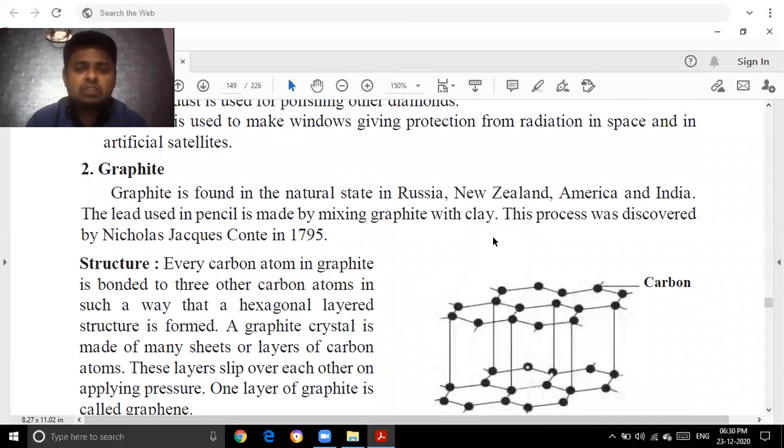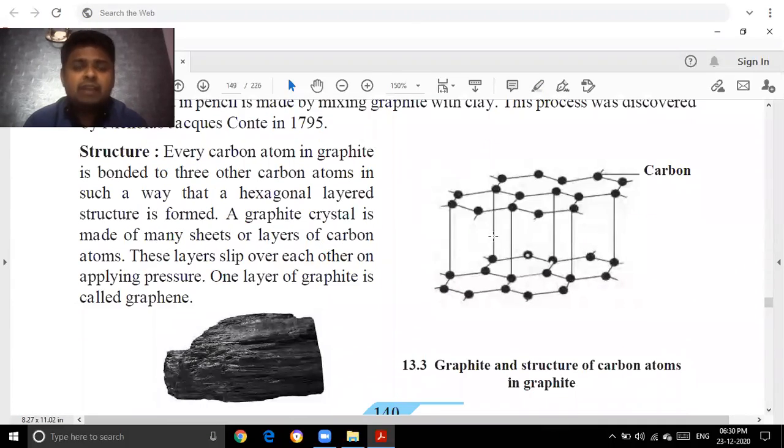You can see the structure. Every carbon atom in graphite is bonded to 3 other carbon atoms in such a way that a hexagonal layer is formed. A graphite crystal is made up of many sheets or layers, and the layers slip over each other on applying pressure. One layer of graphite is called graphene.